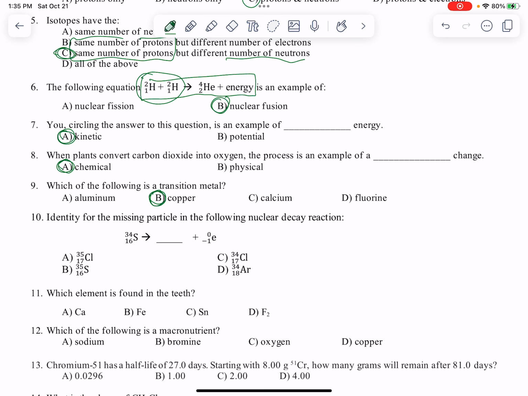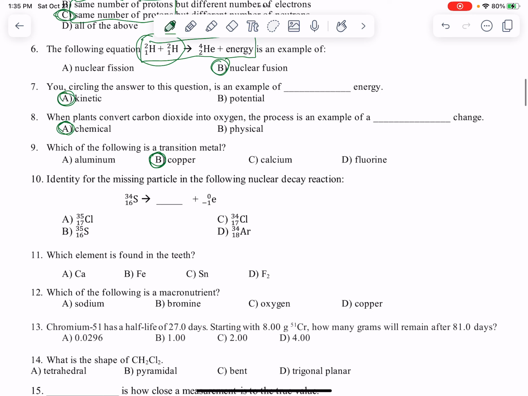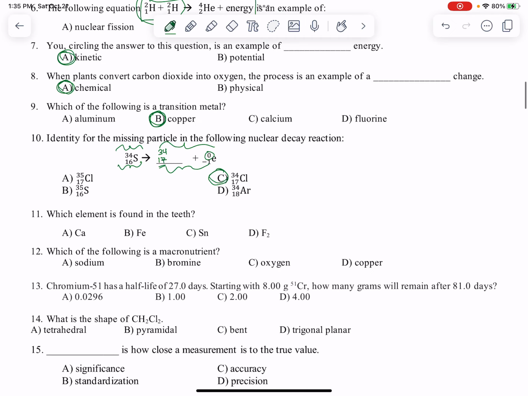That would be copper. Identify the missing particle in the nuclear decay. Remember that we add all the numbers on the bottom and they have to equal on left and right. That means the bottom number here would be 17. The numbers on top have to equal, and since that's a 0, that would be a 34. Atomic number 17 is chlorine, absolutely. So we're looking at chlorine 34 there.